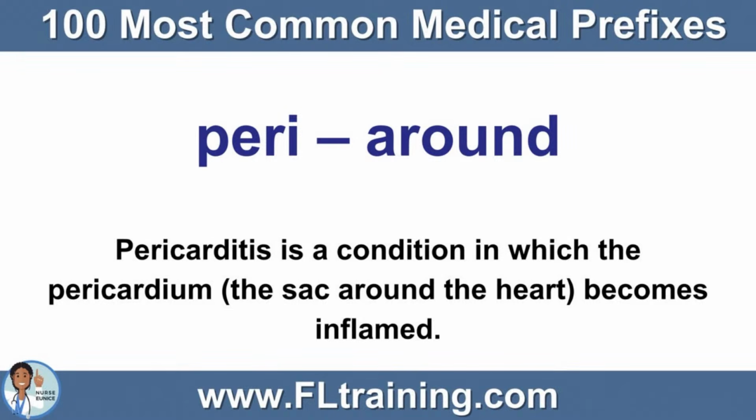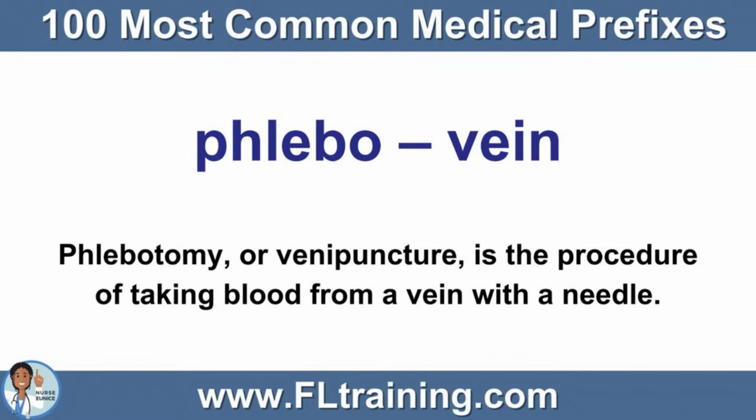Peri means around. So pericarditis, what do you think that means? Yes, it is a condition in which the pericardium or the sac around the heart becomes inflamed. Phlebo means vein, as in phlebotomy or venipuncture, which is the procedure of taking blood from a vein with a needle.